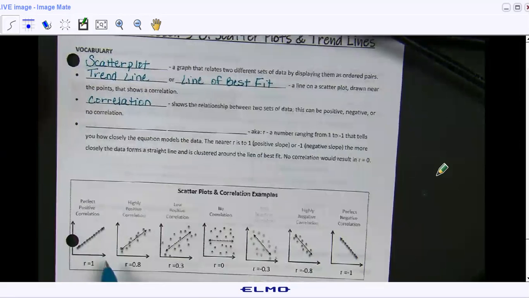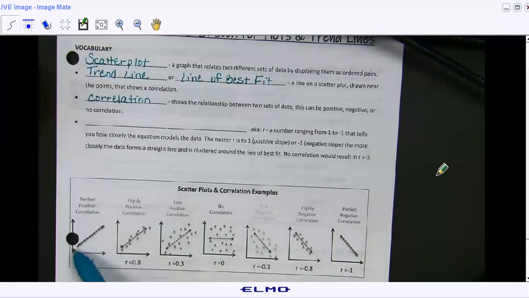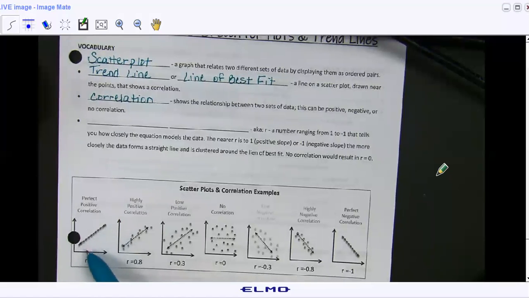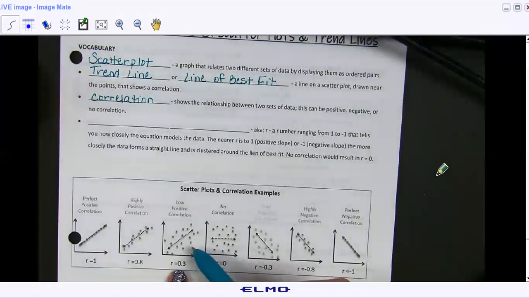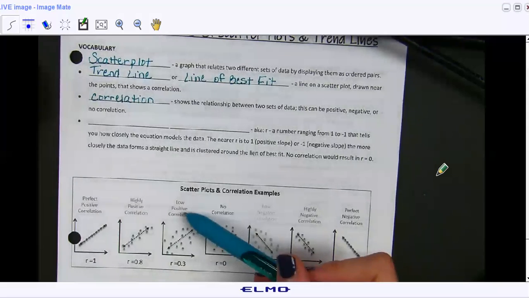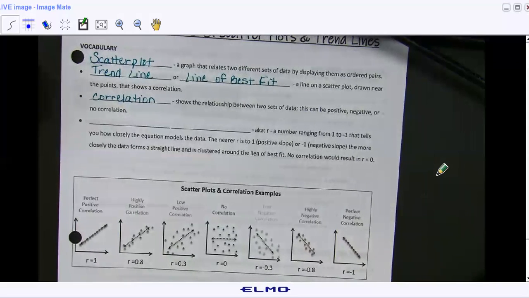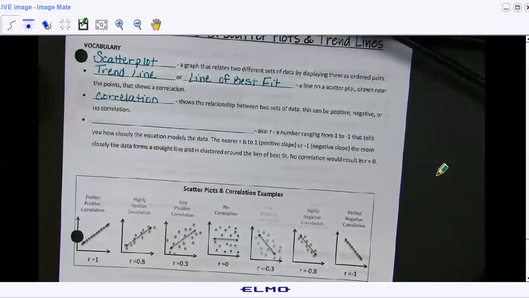So if you look down here at the graphs, there is a perfect positive correlation. We can say that this graph right here shows a perfect positive because it's linear. That means it's a perfectly straight line, and it's going in the positive direction. This one shows a positive correlation, and it's highly positive because the points are close together in the positive direction. But then notice this one. These points become further apart, so it's a low positive correlation, but they're still somewhat flowing in the positive direction.